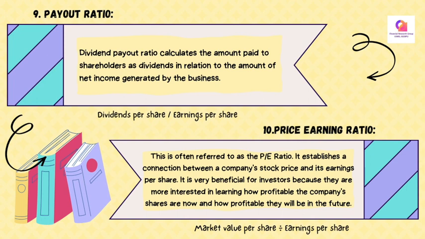Payout ratio is the dividend payout ratio that calculates the amount paid to shareholders as dividend in relation to the amount of net income generated by the business. Tenth is the price earnings ratio. It is often referred to as the PE ratio. It establishes a connection between a company's stock price and its earnings per share. It is very beneficial for investors because they are more interested in learning how profitable the company's shares are now and how profitable they will be in the future.